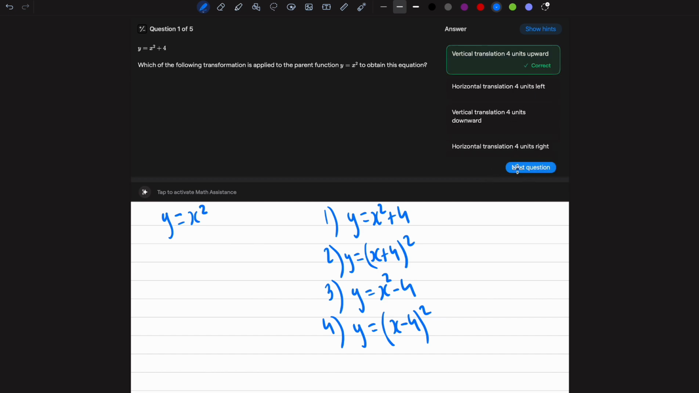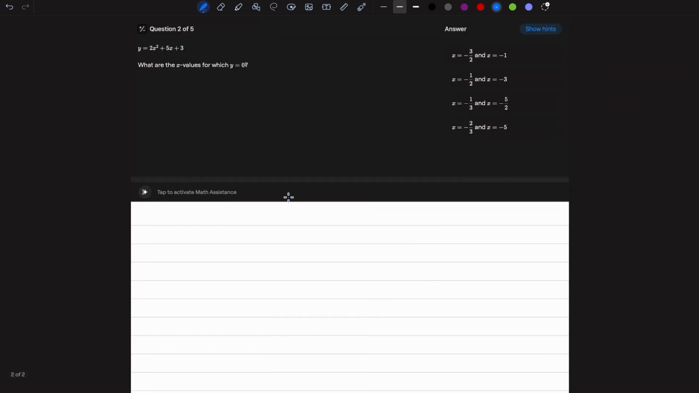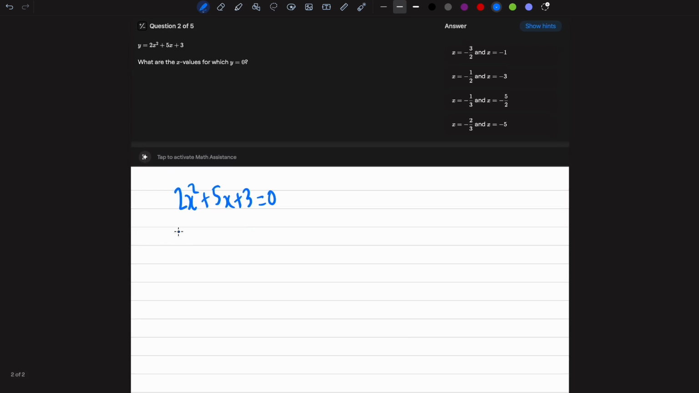Let's go to the next question. So we have y is equal to 2x squared plus 5x plus 3. What are the x values for which y is equal to 0? So all that means is that, let's say we had 2x squared plus 5x plus 3 is equal to 0. So how do you solve this equation? Well, let's factorize, right? So 2x has to be there somewhere. And then to get a 2x squared, you would have to multiply with an x. Okay. And now, how do we get to a plus 3? So I'm thinking, what if I did a plus 3 here and a plus 1 here?